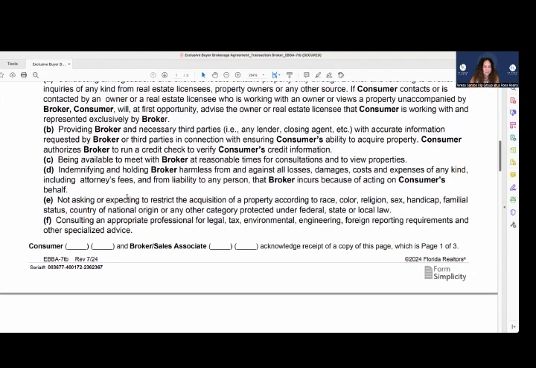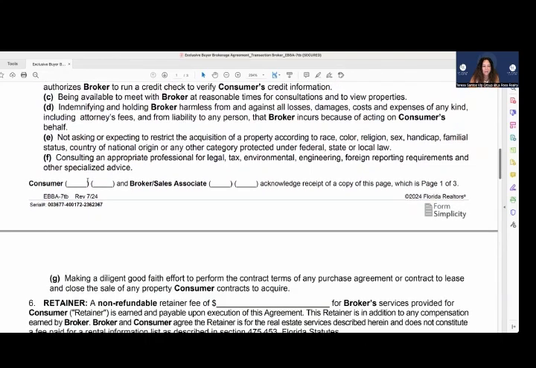Okay. Now here, let's talk about signatures. Here it says consumer and broker and sales associate. So obviously there's a signature for the broker and a signature for the sales associate. In this instance, you would sign here. And then when you send this to your broker, obviously they would sign their end as well.